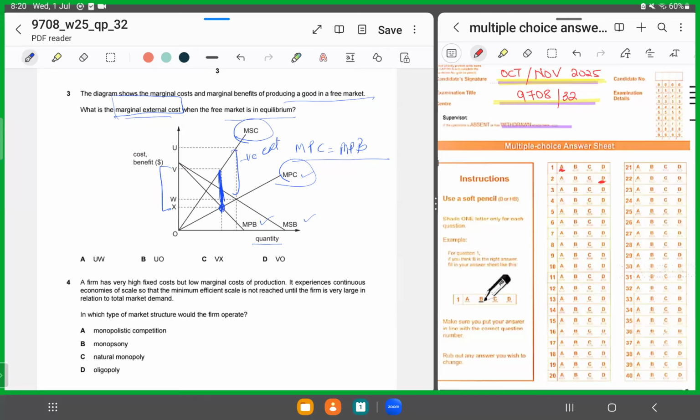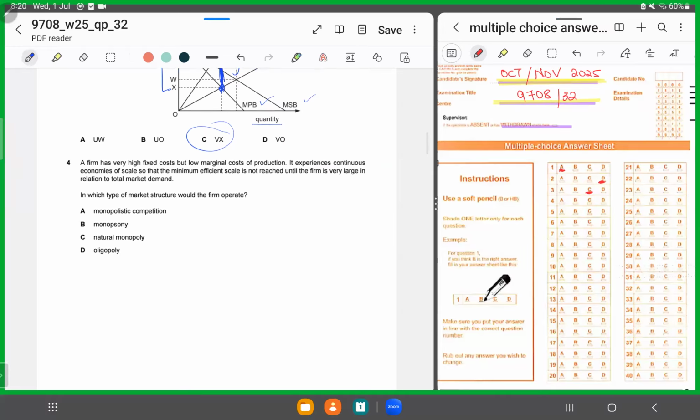This vertical distance represents marginal external cost. So for 3, we'll shade in C as the correct answer. I hope you've understood. Moving forward, MCQ number 4.